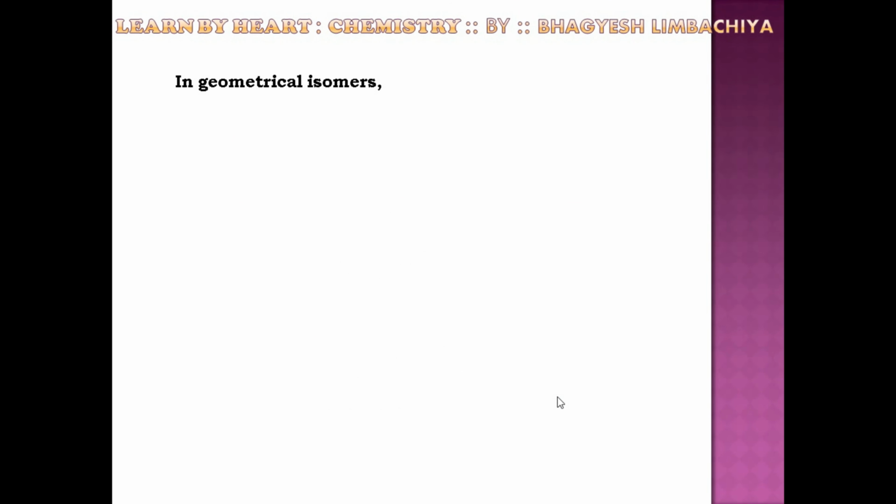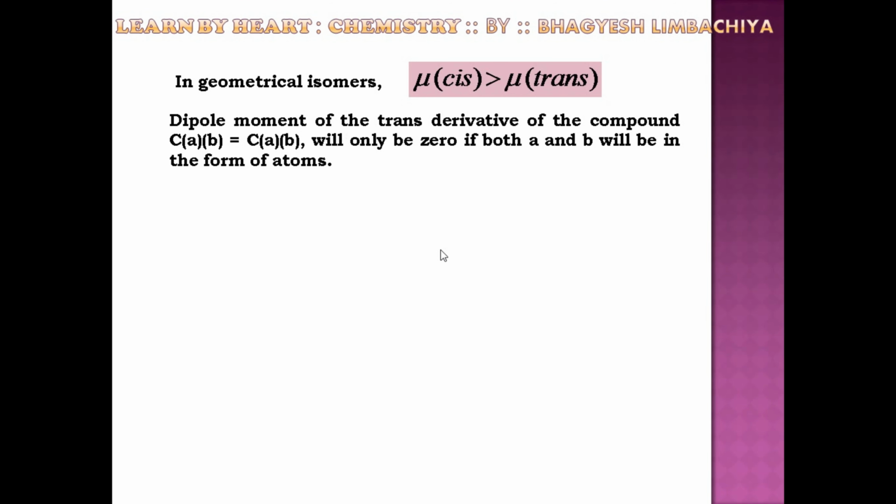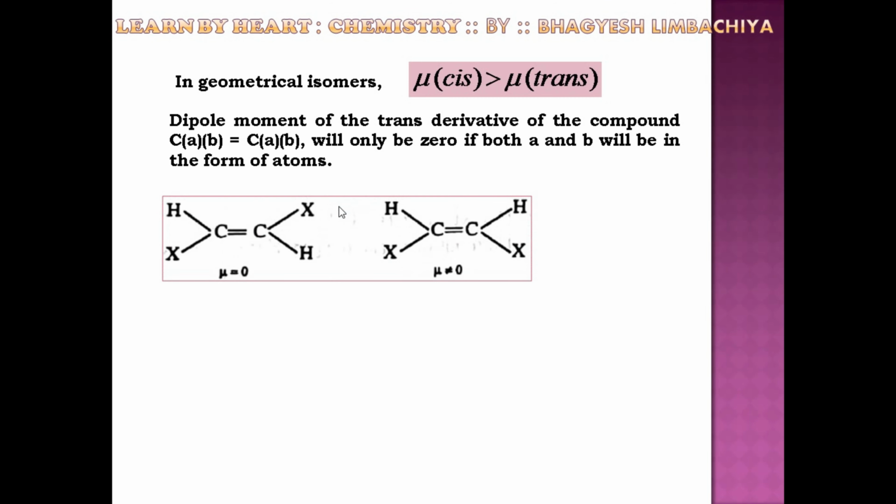In geometrical isomers, the cis isomer has more mu value than the trans. Dipole moment of the trans derivative of the compound: here is a carbon-carbon double bond, and both of the carbon atoms have A and B atoms. Here mu will only be 0 if both A and B are the same atoms.